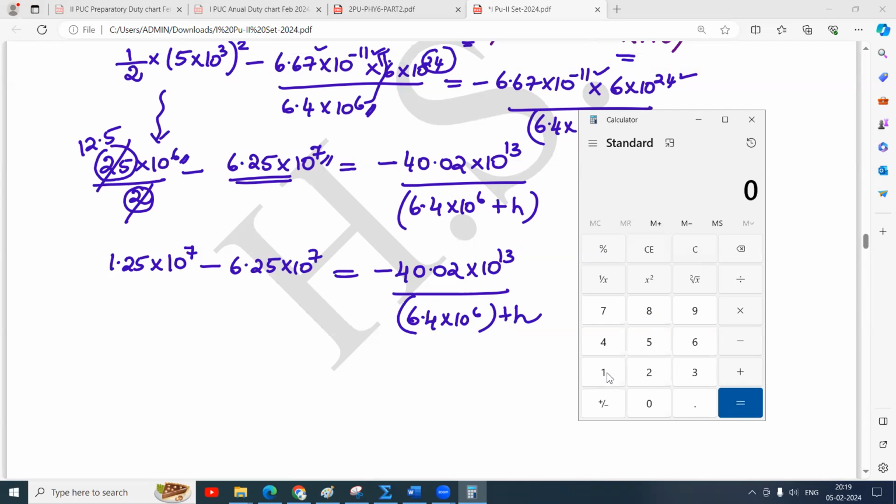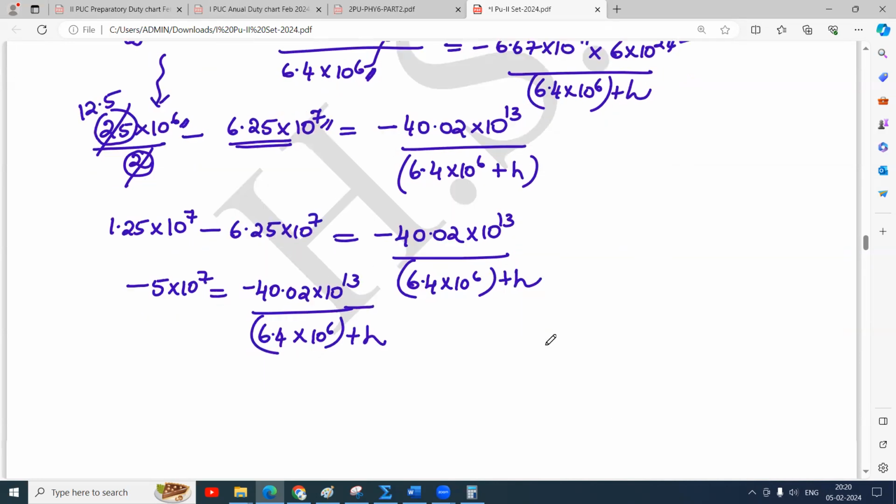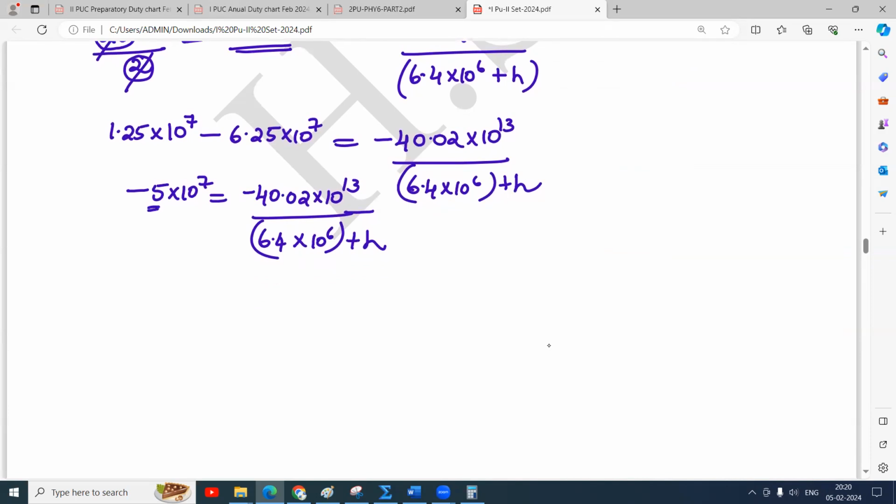clear? 1.25 minus 6.25 is 5, it is minus 5 because this is smaller. So minus 5 into 10 to the power 7 is equal to minus 40.02 into 10 to the power 13 divided by 6.4 into 10 to the power 6 plus H. Okay, so I'll bring minus 5 into 10 to the power 7 to the right hand side, and take this as a whole to the left hand side.